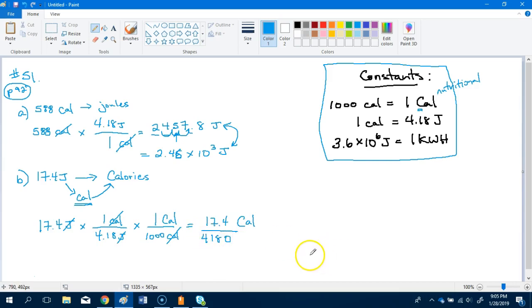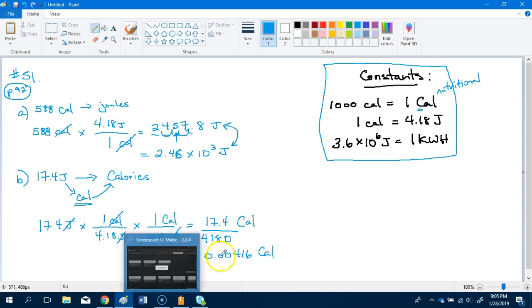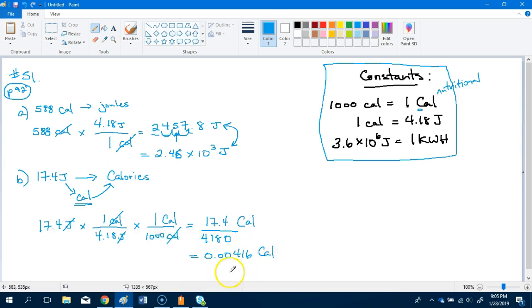4,180. And then 17.4 divided by 4,180 is 0.00416 nutritional calories. Whoops. And then the answer they give in the back of the book is in scientific notation.